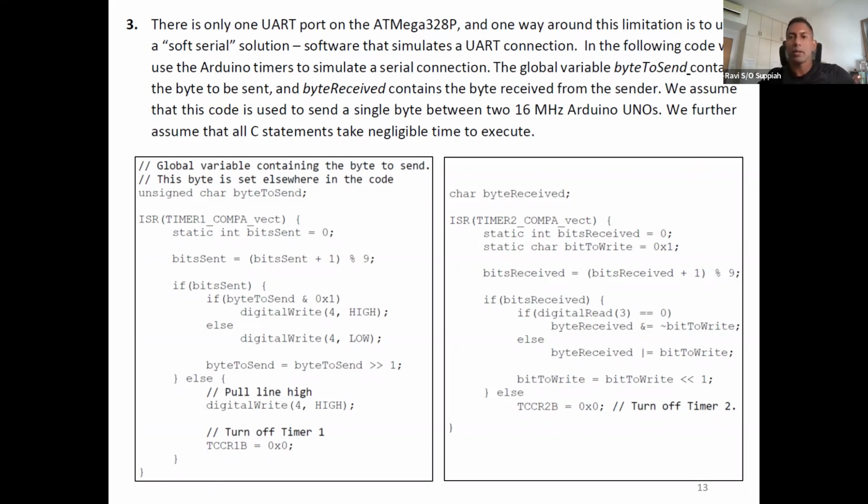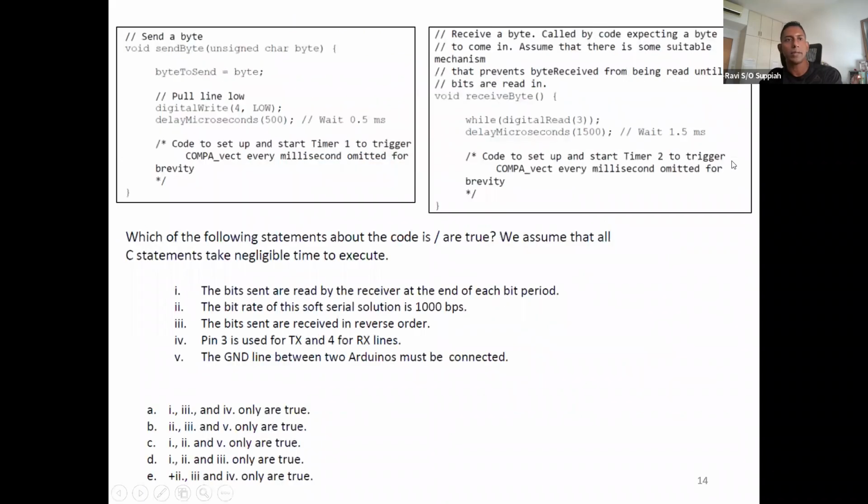What is shown here is you have two Arduinos trying to talk to each other using this. On one side, for the transmit, we are using timer 1, and on the other side, to receive, we are using timer 2. Similarly, we are also given the code for the transmit and receive, the send byte and receive byte.